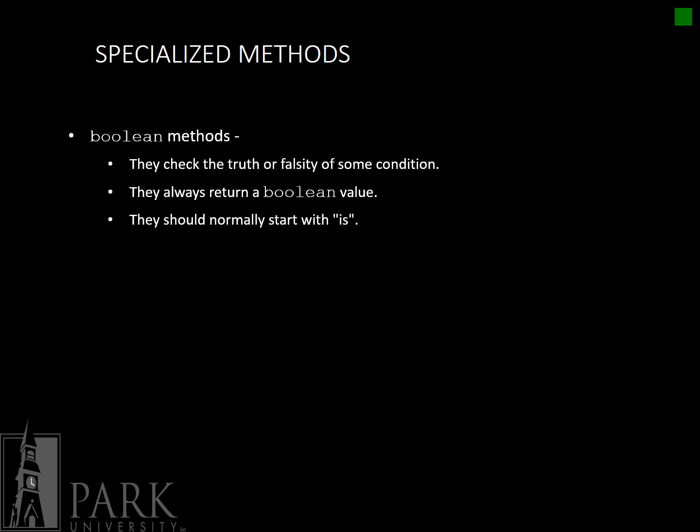Now, Boolean methods are used to check if a condition is true or false. And they normally start with is and always return a Boolean value, right? So they check whether something is going to be true or false. I always want to say the truthiness, if anybody likes Stephen Colbert. They want to check the truthiness of some condition. But they always return a Boolean value, and they usually start with is.